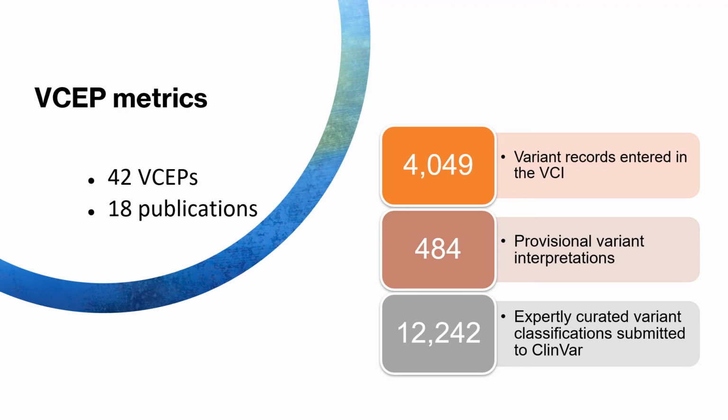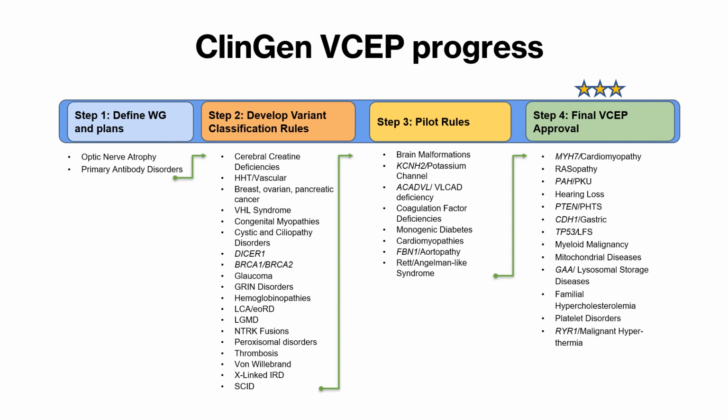I'm proud to highlight the 42 VCEPs who are currently in the various steps of this process and the 18 publications from and about these VCEPs. Currently, there are 12,242 expertly curated variant classifications in ClinVar, but this number has been growing rapidly as more VCEPs enter the pipeline and complete the process. As of today, there are 2 VCEPs in Step 1, which moves pretty quickly, 19 VCEPs in Step 2, 8 VCEPs in Step 3, and 13 ClinGen approved 3-star variant curation expert panels.